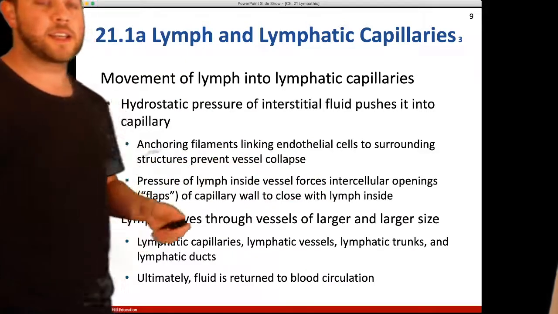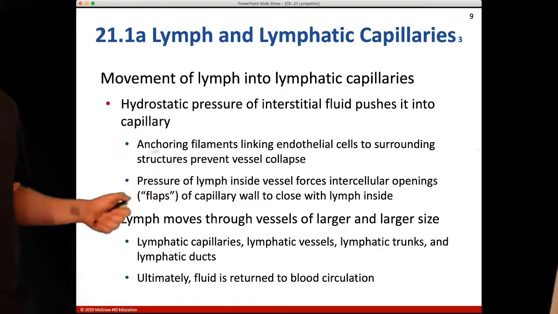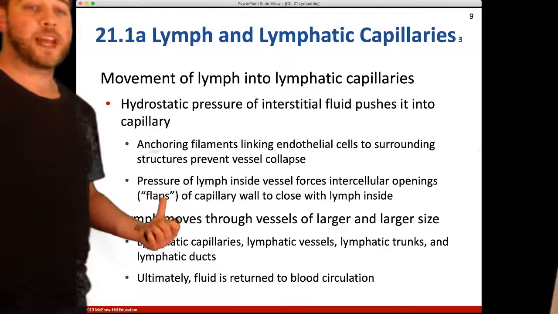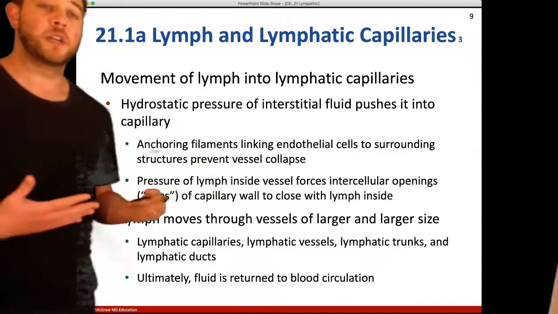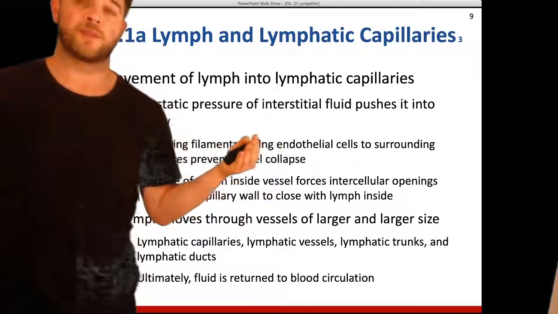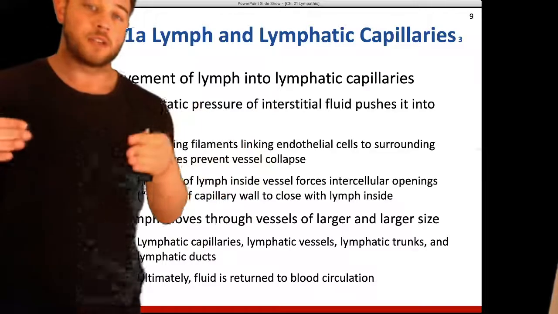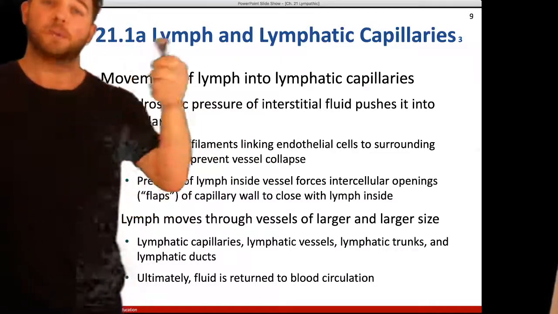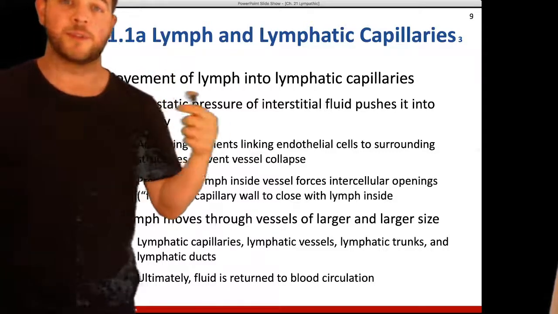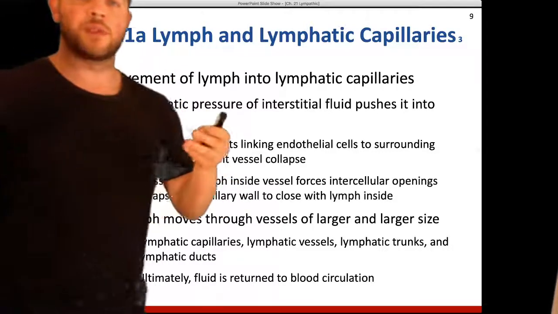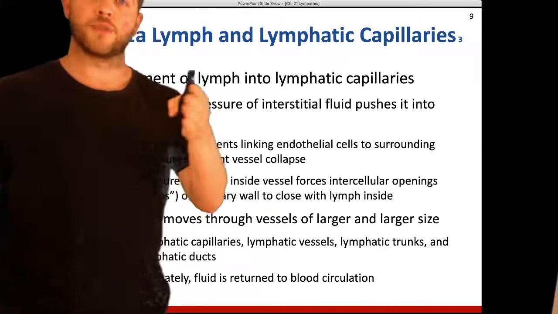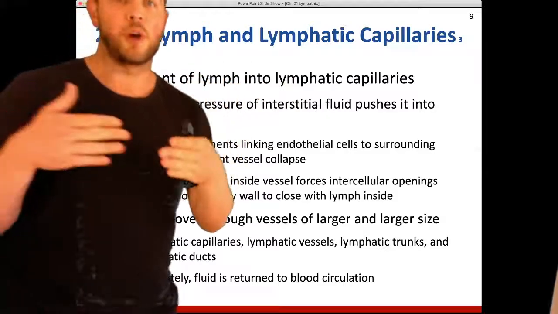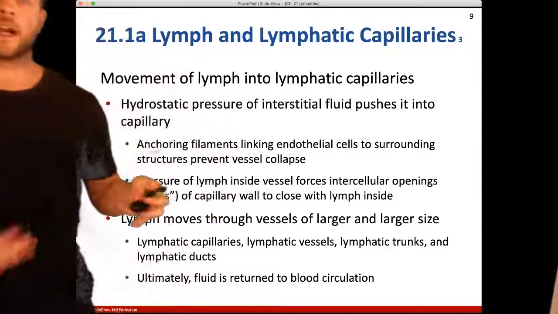Anchoring filaments link the cells so that the vessels don't collapse. And the pressure of lymph inside the vessel forces intercellular openings, those flaps of the capillary bed walls, to close. So as the hydrostatic pressure of the interstitial fluid forces fluid into lymphatic capillaries, then the hydrostatic pressure of the lymphatic capillary pushes the endothelial flaps closed so that fluid can't exit. It also makes sure that when the capillaries are full, they're full. Once those capillaries are pushing the flaps closed, the interstitial fluid can't push them open and force more fluid in there, potentially dehydrating your body tissues.